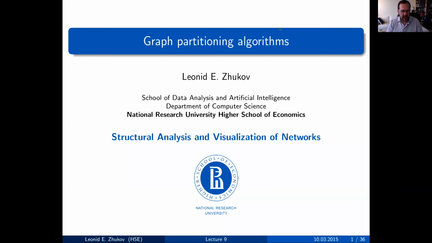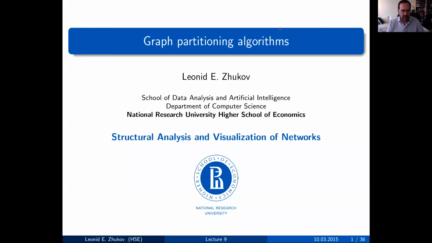Topic of today's lecture is graph partitioning algorithms. So we talked about community detection, and this is a continuation of that topic. Now, it's a little different. It's partitioning over the graphs.